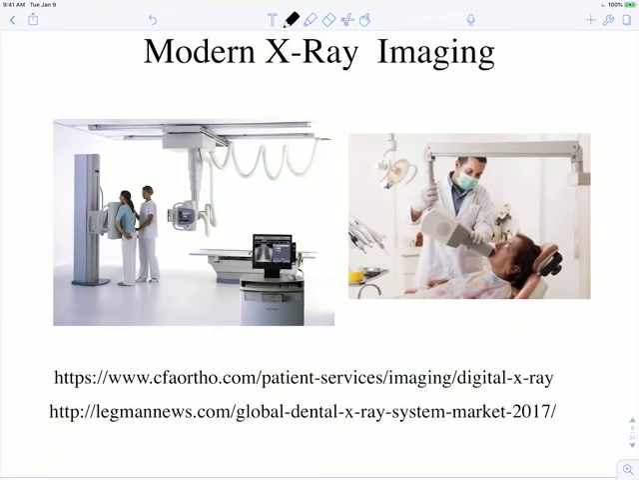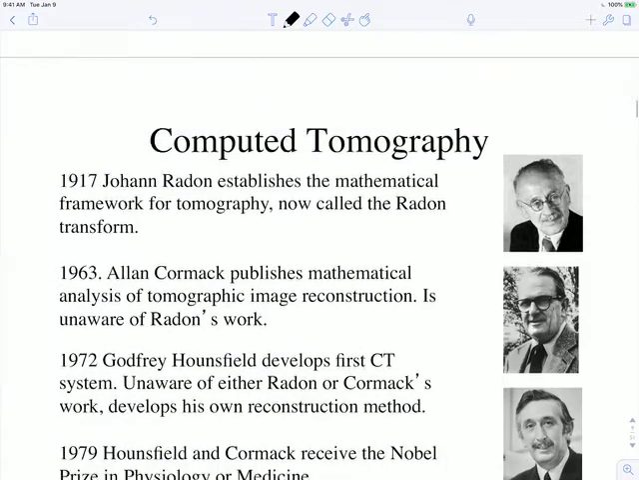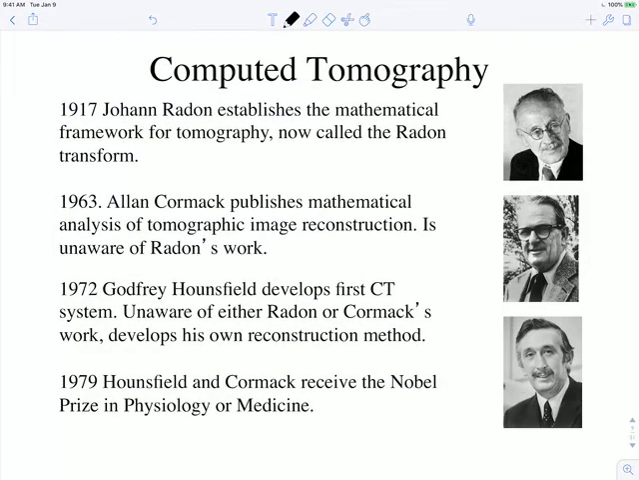So modern X-ray imaging systems look a lot nicer. Most of you probably have had a dental X-ray, which is super convenient and portable in some sense. So we're going to spend the first 2 weeks talking about X-rays, how we look at them mathematically, and what some of the issues with X-rays are. Then we're going to switch to computed tomography.